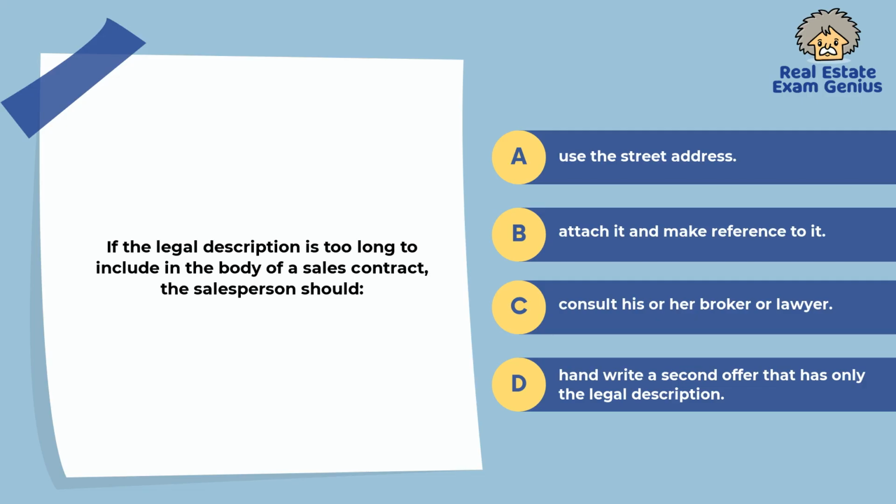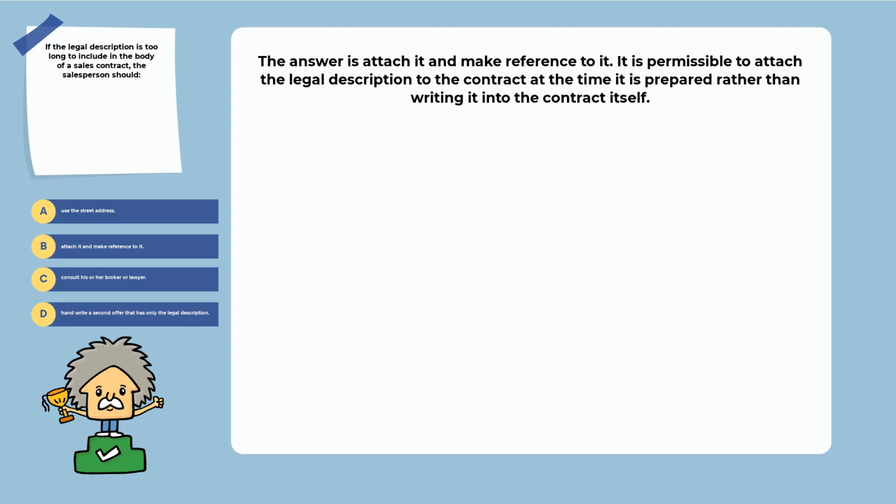If the legal description is too long to include in the body of a sales contract, the salesperson should use the street address, attach it and make reference to it, consult his or her broker or lawyer, handwrite a second offer that has only the legal description. The answer is to attach it and make reference to it. It is permissible to attach the legal description to the contract at the time it is prepared rather than writing it into the contract itself.